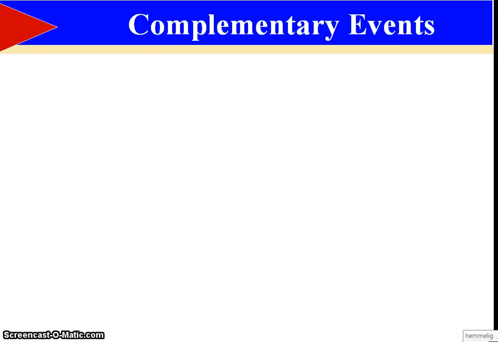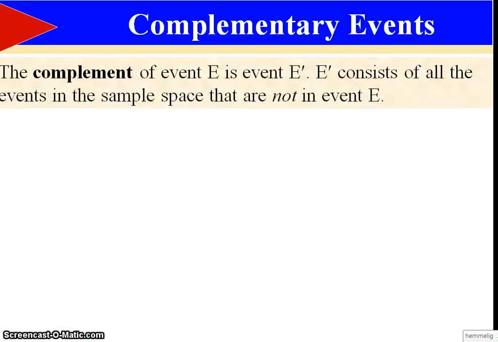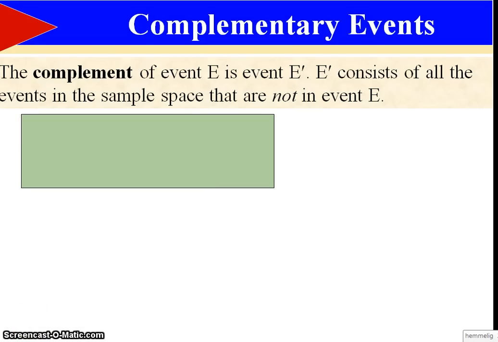And on the next slide, we are looking at complementary events. The complement of an event E, or E with this little apostrophe, is E complement. An E complement consists of all events in the sample space that are not in the event E. So here is everything that could happen, and E is green, and E complement would be everything not.